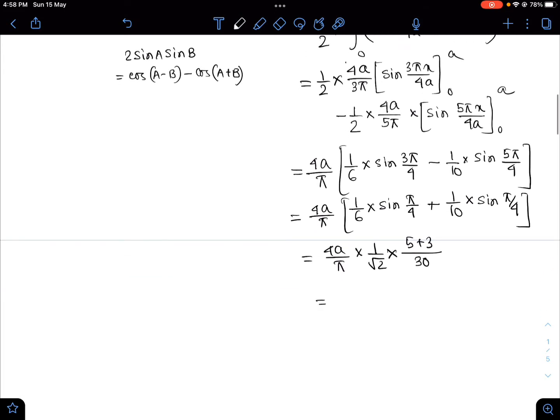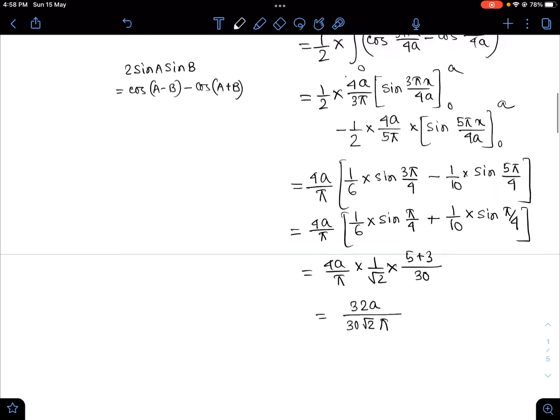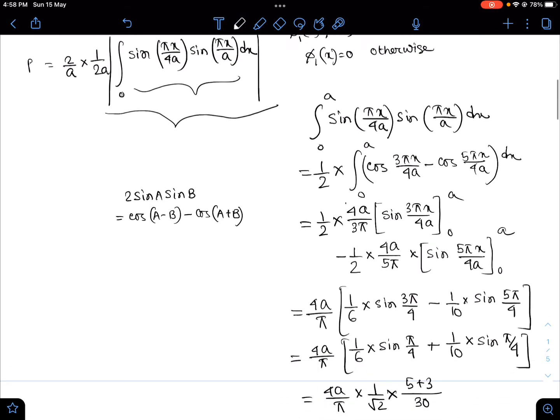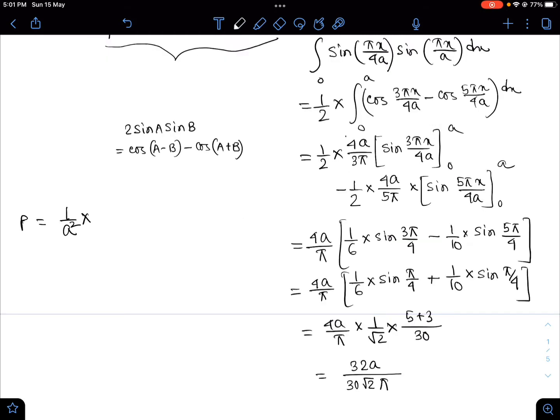So let us simplify this. So 5 plus 8, 32a by 20 pi. So that value we are getting from doing this integration. So let us write down the value of p. So it will be 1 by a squared, and we have 32a by 30 root 2 pi, this squared.